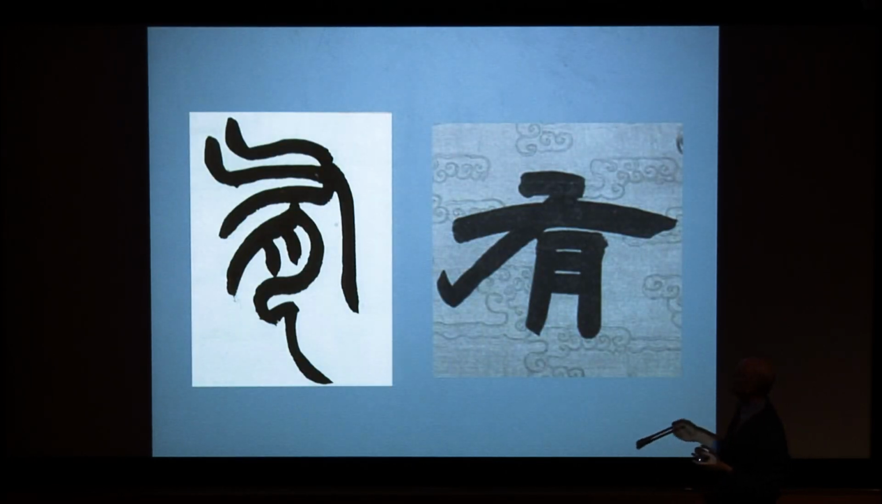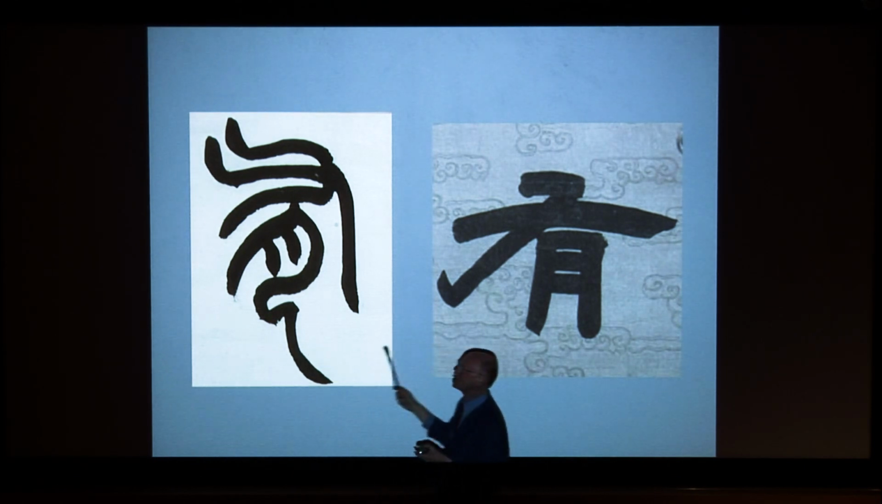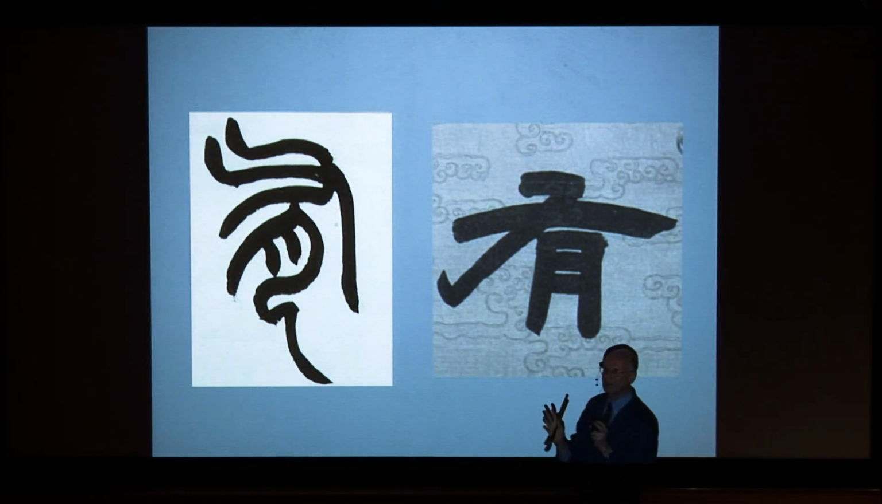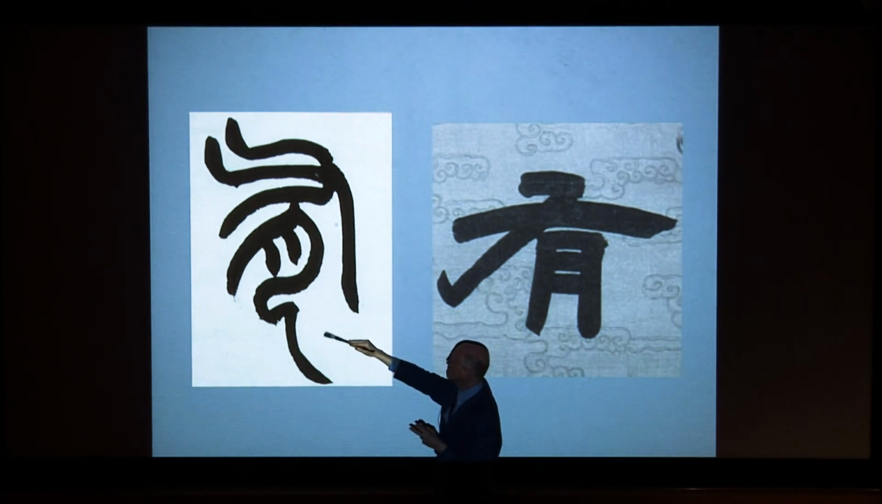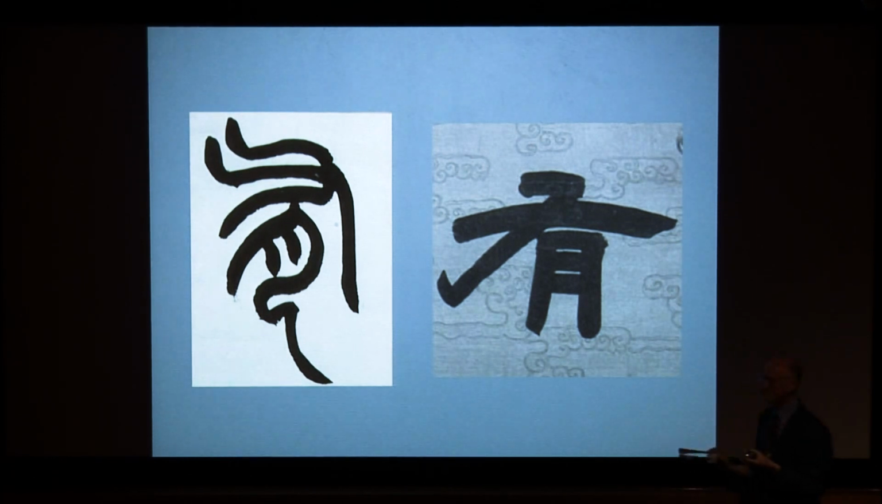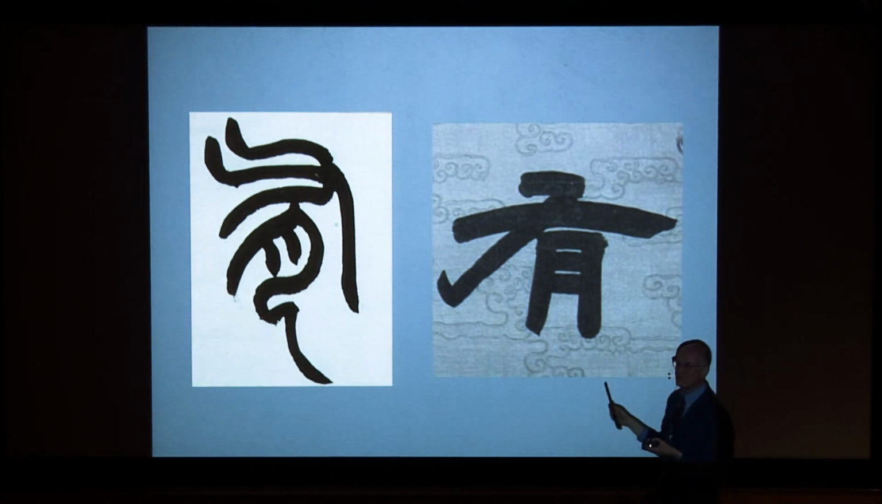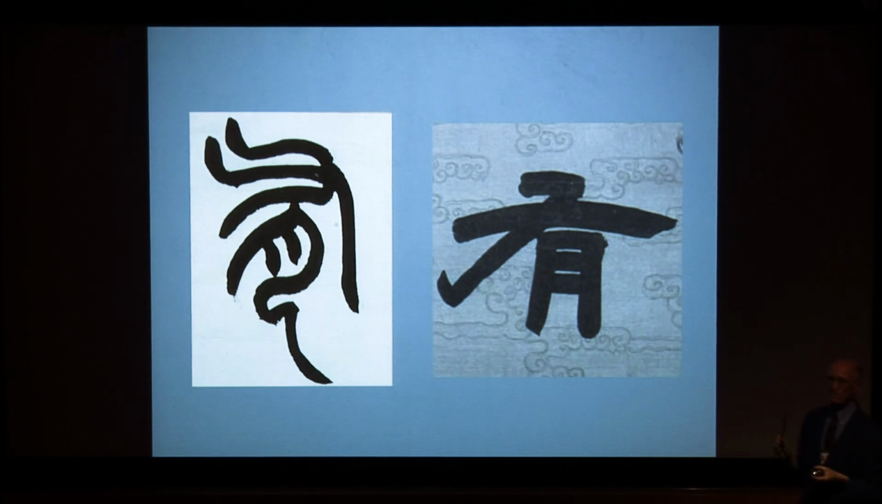If you put the seal script character yo, to have, next to the same character written in the clerical script, which developed, as I said, a little bit later, you can see everything is squared off, more boxier, more regular. There are just more strokes in this form of writing. It's called clerical script for the following reason. It's particularly associated with the bureaucracy of the Han Dynasty when this script type developed, and it was used by clerks or officials who really carry out the administration of the Han Empire by writing things down.